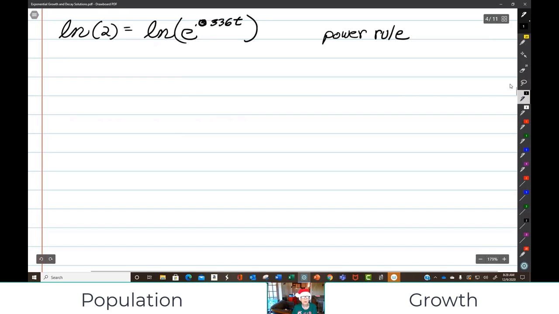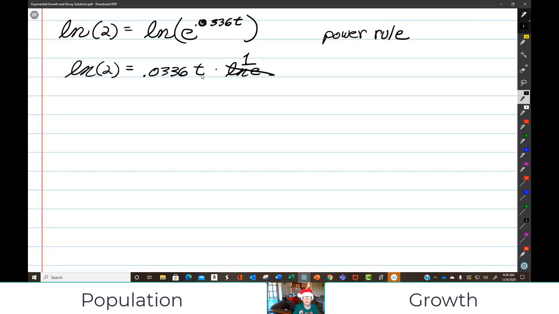Which allows us to bring the exponent down in front on the right side. So we've got the ln of 2 equals 0.0336t times the ln of e, which is just 1. So 0.0336 times t times 1 is 0.0336t equals the ln of 2. This is k. We're going to divide both sides by the k number.